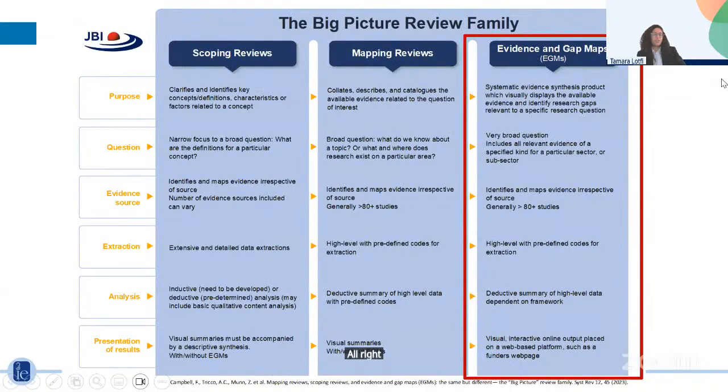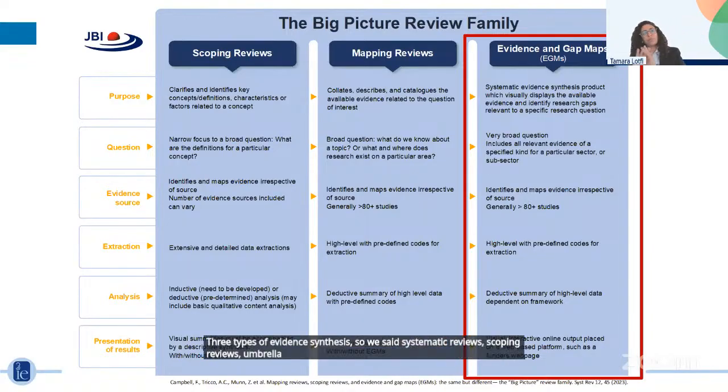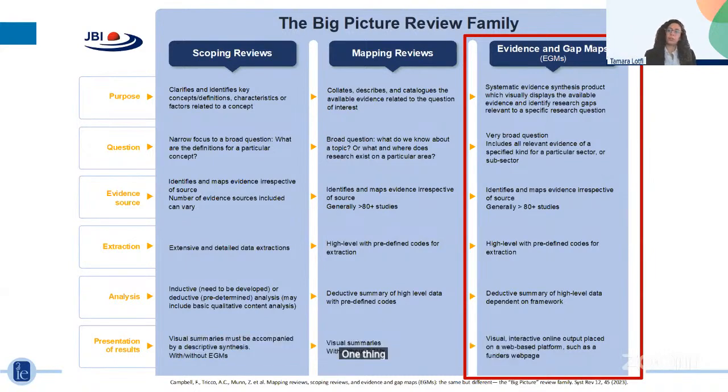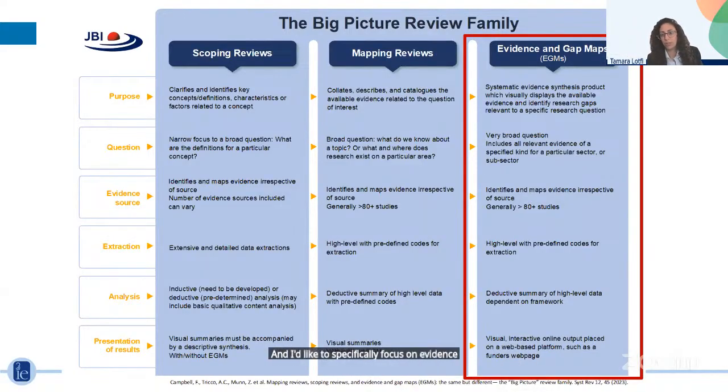Now that we've talked about the three types of evidence synthesis, systematic reviews, scoping reviews, and umbrella reviews, and we've compared those to narrative reviews, which are not evidence synthesis, one thing I'd like to draw your attention to is what the JBI team are calling the big picture review family. They've put scoping reviews, mapping reviews, and evidence and gap maps under that category. I'd like to specifically focus on evidence and gap maps, or EGMs.